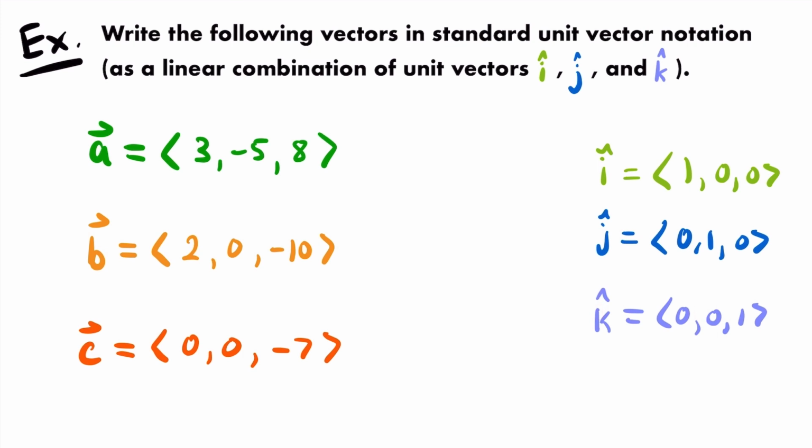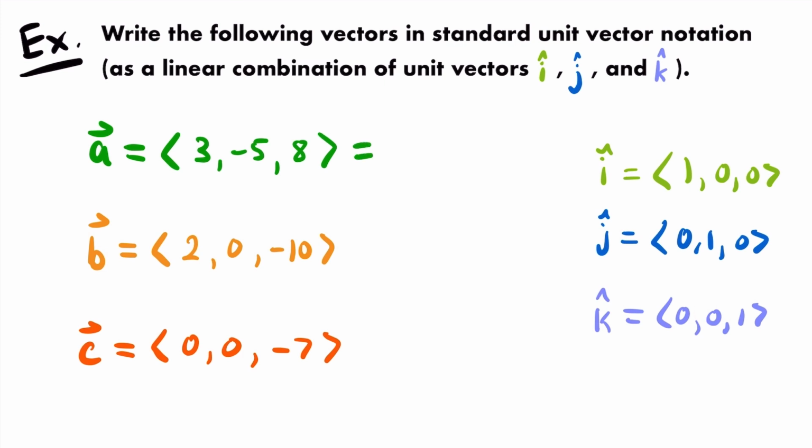And so what we can do to rewrite these vectors is multiply the x components by vector i, then add that to the y components multiplied by vector j, and then add that to the z components multiplied by vector k. And that will give us another way to represent these same vectors. All right, and so let's start with the first one here.